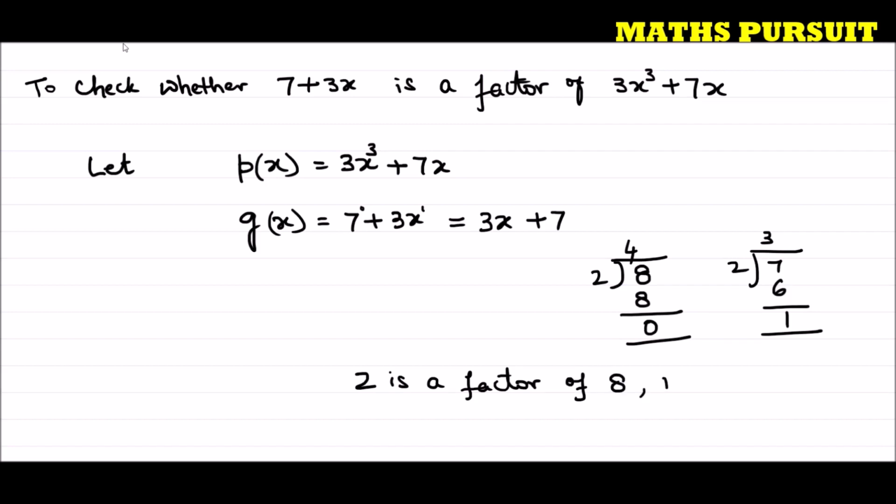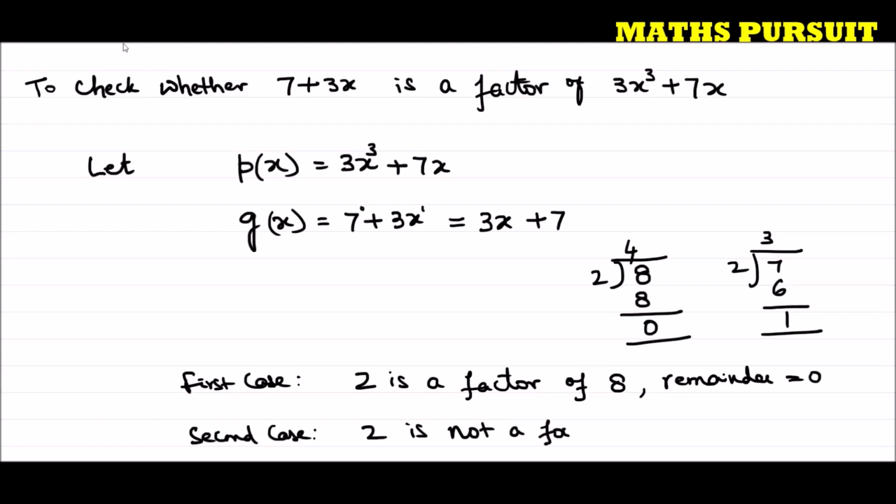Why? Because we got the remainder as 0. But in the second case, 2 is not a factor of 7. Why? Because the remainder is not 0. Just keep these two things in mind: if we get the remainder as 0, then we can say that the divisor is a factor of the dividend.